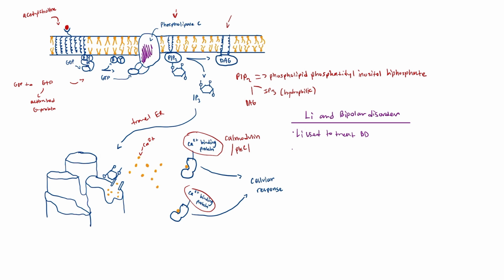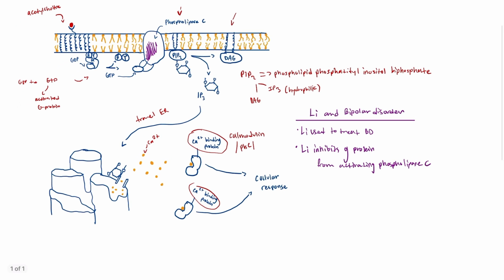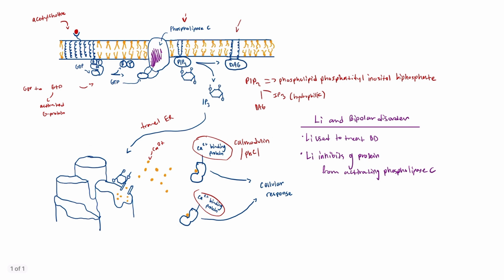And so when you take lithium, let me write this down on the side. Lithium inhibits G protein from activating phospholipase C. Right, so what happens when you inhibit the G protein and the pathway doesn't occur? Your brain activity is going to change back to normal, right? So that's how we use lithium to treat bipolar disorder.